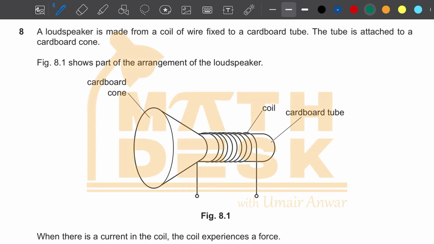Welcome to this tutorial. I'm solving question number 8 of paper 21 October-November exam series of 2021. The question says a loudspeaker is made from a coil of wire fixed to a cardboard tube. The tube is attached to a cardboard cone. Figure 8.1 shows parts of the arrangement of the loudspeaker.